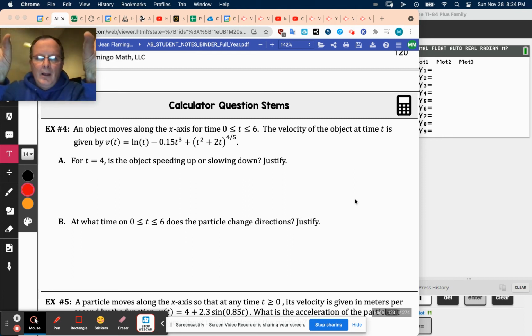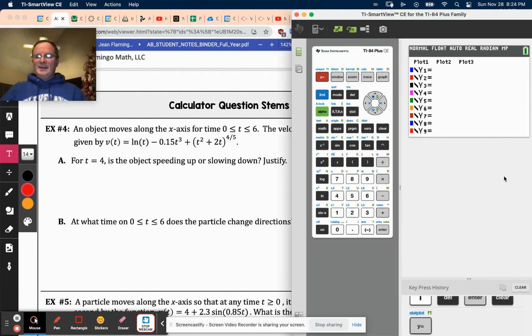Okay, well, we were given the velocity, so we can look and see if it's positive or negative. But then we're going to need to know what the slope is to find the acceleration. So that's what we've got to look at. All right, so let's get this in here.